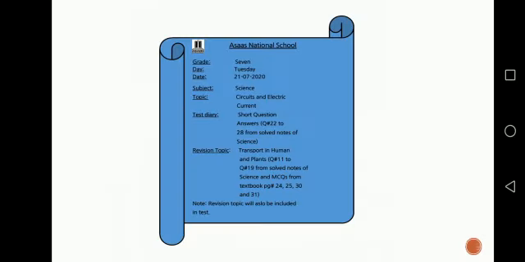And this is all about your lecture. You have two diaries. Number one, the test diary, and the second one is a revision diary, because your examinations are very near. Test diary: short question answers, questions 22 to 28 from the solved notes of science, from your chapter number 2, circuits and electric current. And the revision diary is from your chapter number 1, transport in humans and plants, questions 11 to 19. So thank you so much.